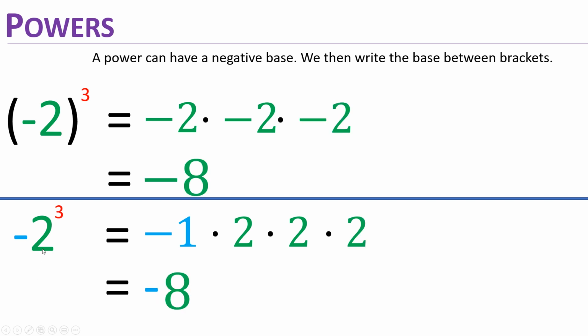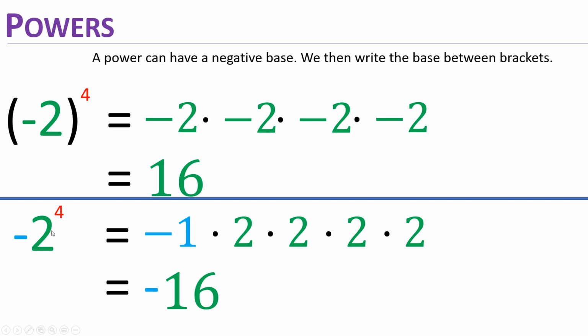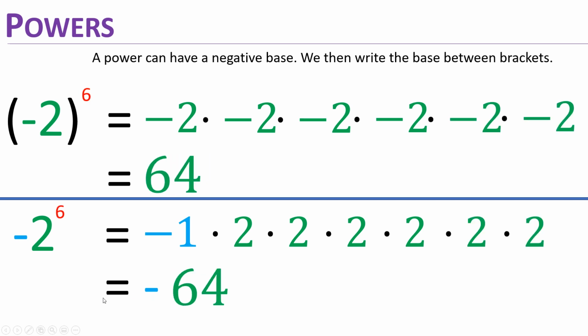And in the same way, minus 2 cubed is minus 2 times 2 times 2, which is minus 8. Minus 2 to the power of 4 is minus 2 times 2 times 2 times 2, which is negative 16, and so on. Make sure you understand this difference completely, because it would be just too bad if the difference in notation messes up your results later.